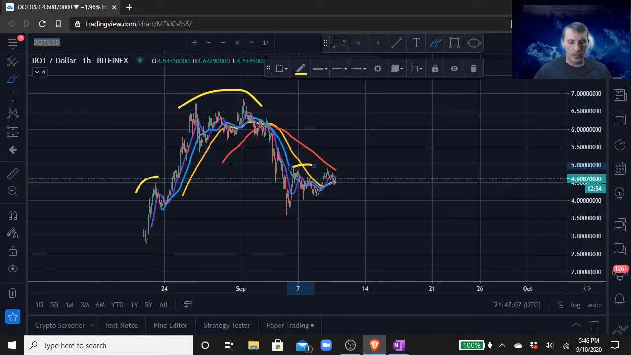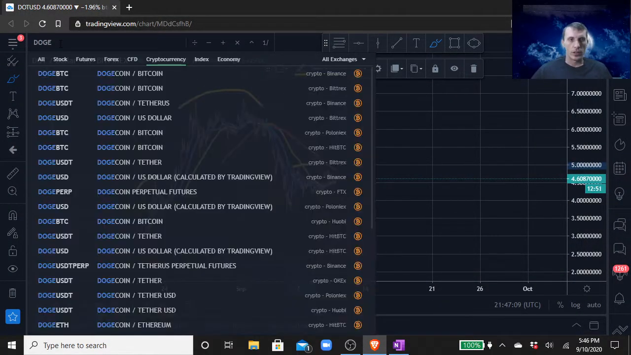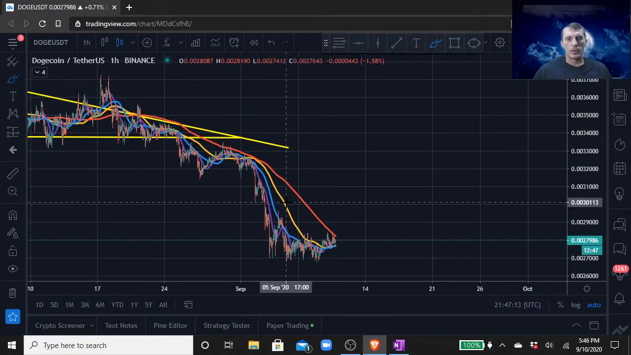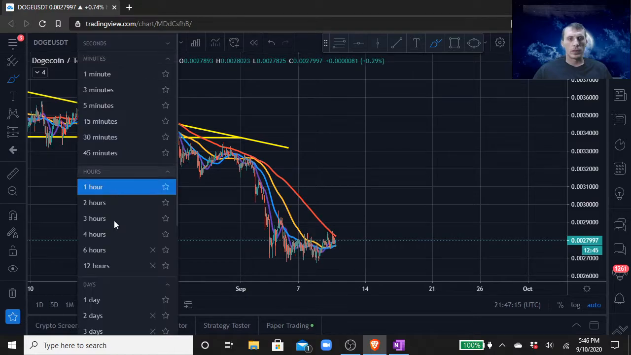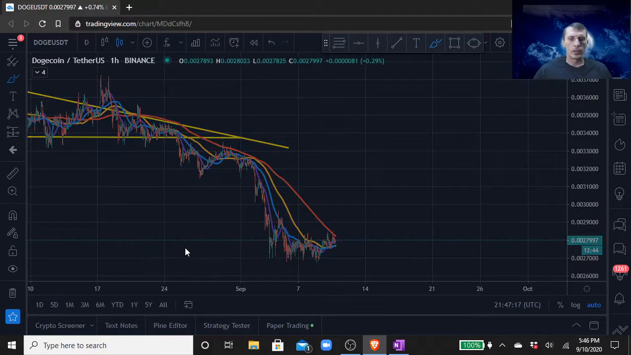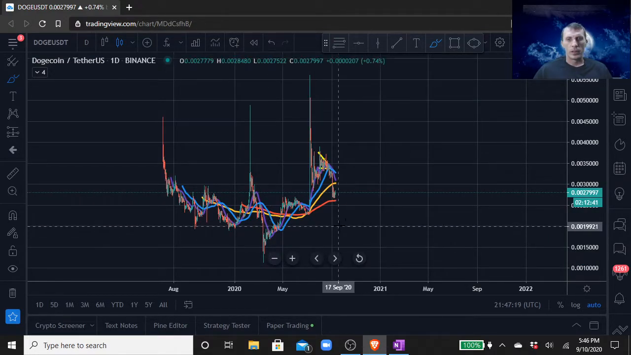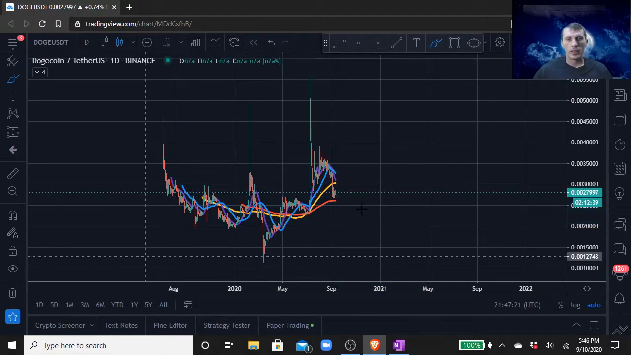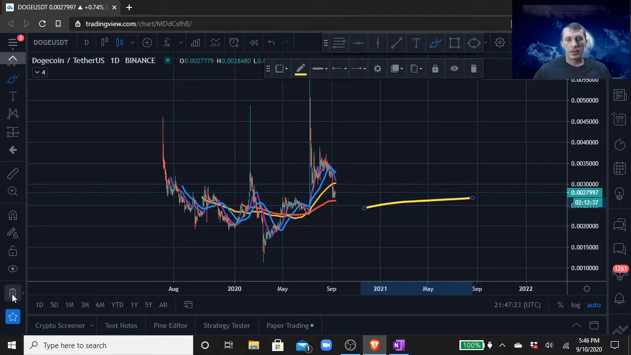You know what? We better chart the Doge. Let's go to the 1 day on the Doge. Dang it, I do it every time.